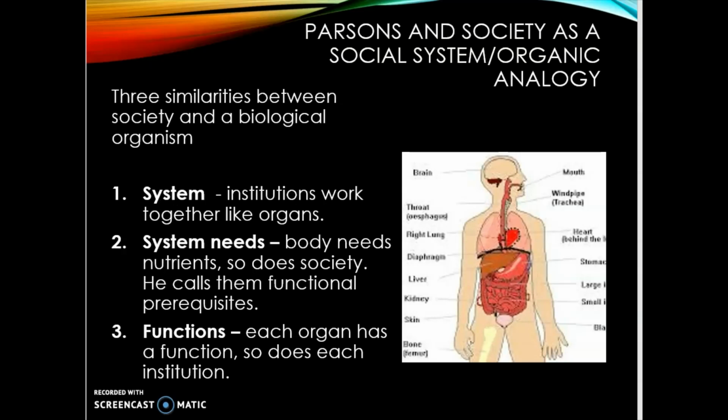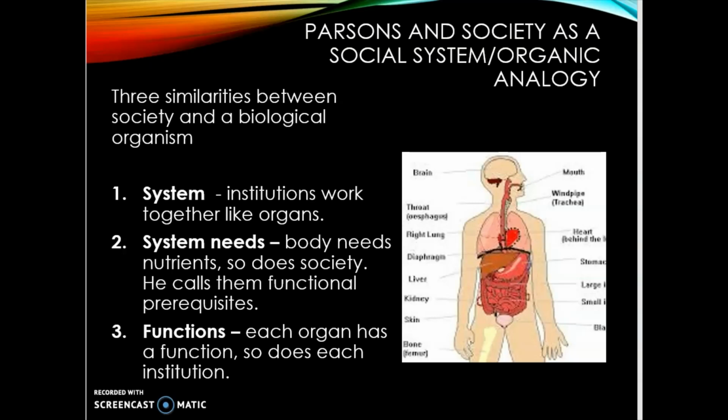So the organic analogy is where society is similar or like the human body. And he identified 3 ways in which there was this similarity. So firstly, system. So the different institutions work together like the organs do in the body. So we have got the family, education, religion, the media. They're all working together like the different organs in the body, like the liver, the heart, the lungs and the kidneys.